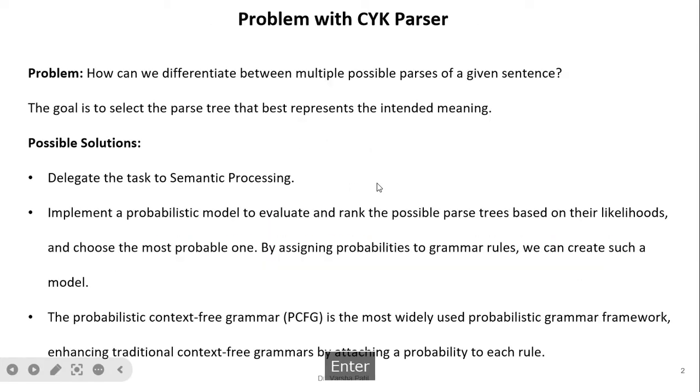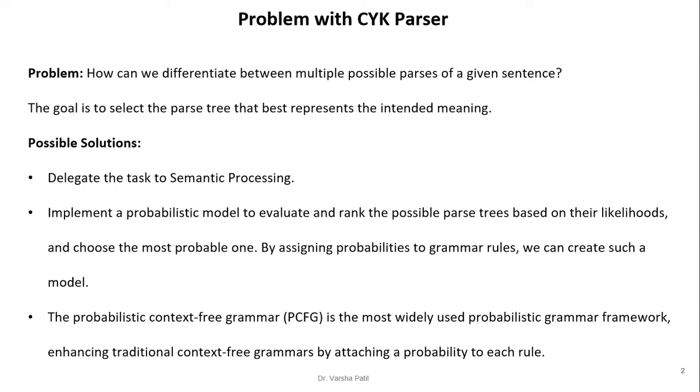Now let us start. The problem with the CYK parser: how can we differentiate between the multiple possible parses of a given sentence? The goal is to select the parse tree that represents the best intended meaning. Possible solutions: first, delegate the task to semantic processing. And second, implement a probabilistic model to evaluate and rank the possible parse trees based on their likelihood and choose the most probable one. By assigning probabilities to grammar rules, we can create such a model.